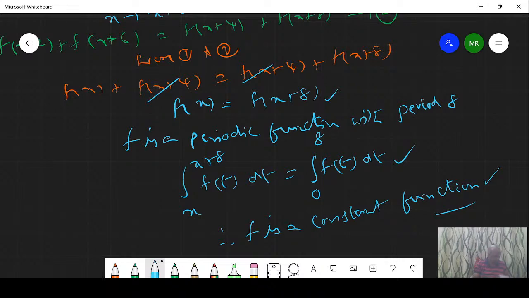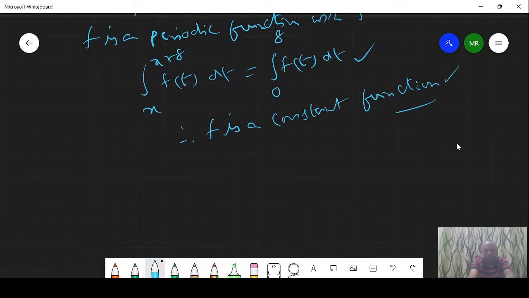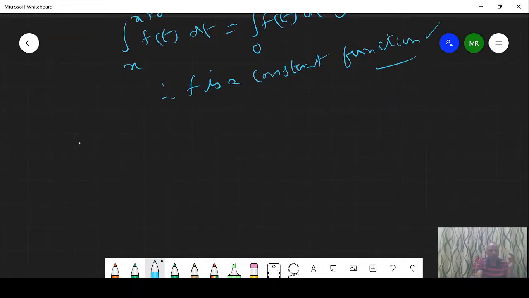Try to do similar problems now. They are the most important problems. Integral 2 to pi, another problem. Integral 1 by log x minus 1 by log x whole square dx. They are given like this.